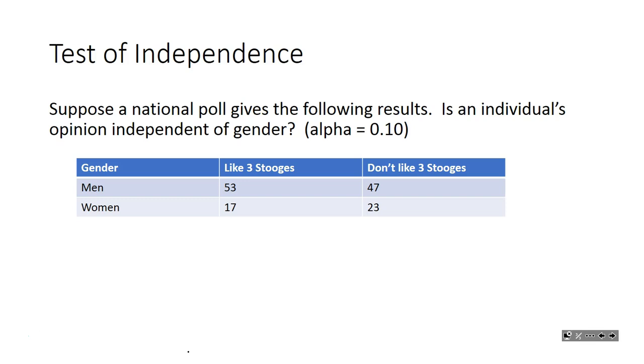So here, if we're independent of gender, then it's saying it doesn't really matter if you're a man or a woman. Dependent might mean that women are more or less likely to favor something. So here I've given some imaginary results of a national poll. We're going to see if the individual's opinion is independent of gender. So, the famous comedy team, the Three Stooges, we're asking men and women whether or not they like the Three Stooges.